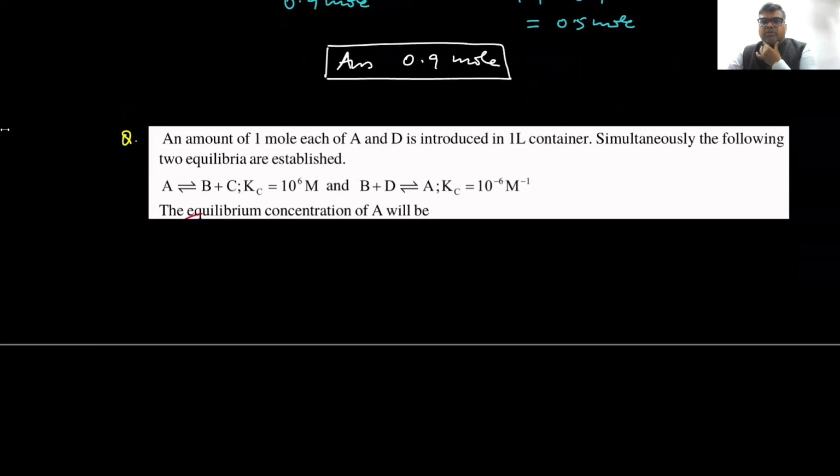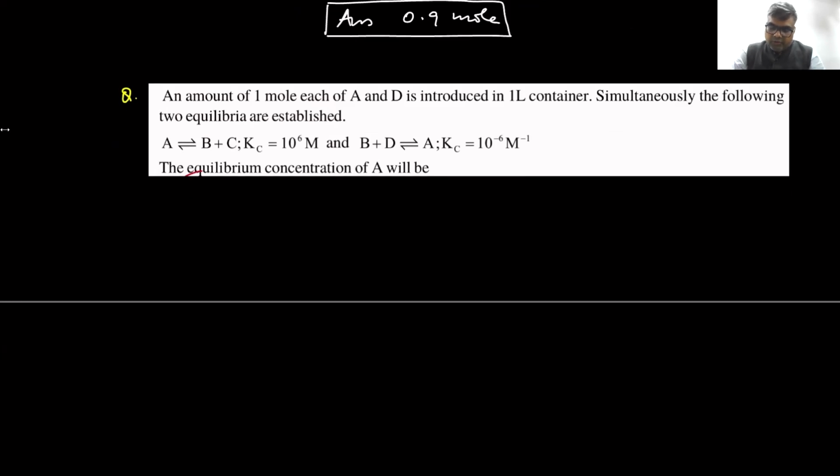Simultaneously, the following two equilibriums were established. You can notice that the equilibrium constant for the first equilibrium is 10 to the power 6 M, whereas for the other equilibrium it is 10 to the power minus 6 M. It means one equilibrium has a very high value and the other has a very low value.